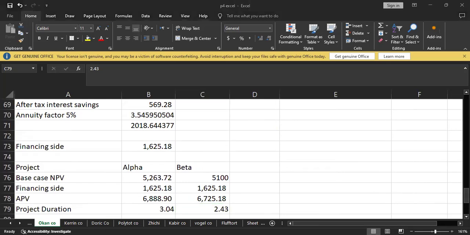Okay, now let's solve the theoretical portion. Can you see the screen?